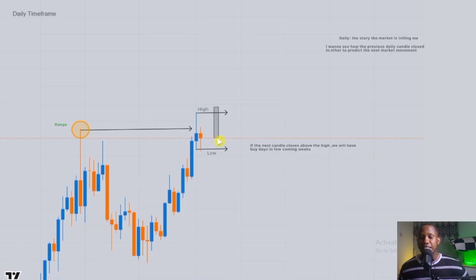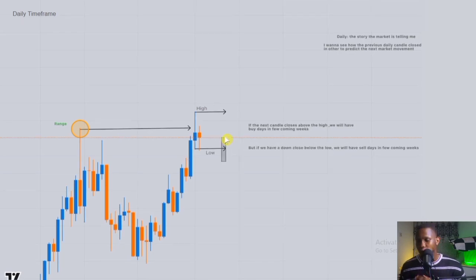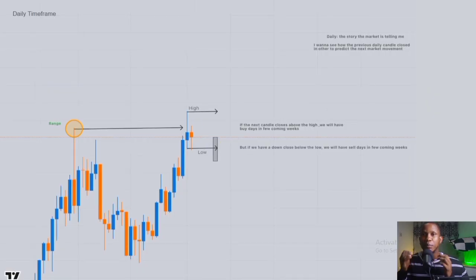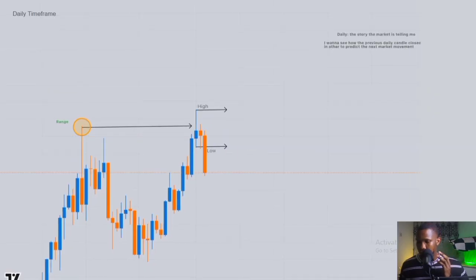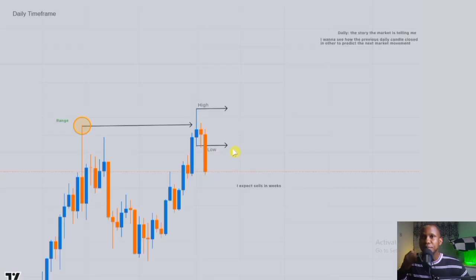So if the next daily candle closes above this high, we will have buy days in the next few days. But if the next daily candle closes below this low that created this range here, we will have more sales in the coming weeks, guys. Let's see what the market wants to do for us. Can you see that the next daily candle closed below this low right here? Now it means that I expect sales in future weeks.